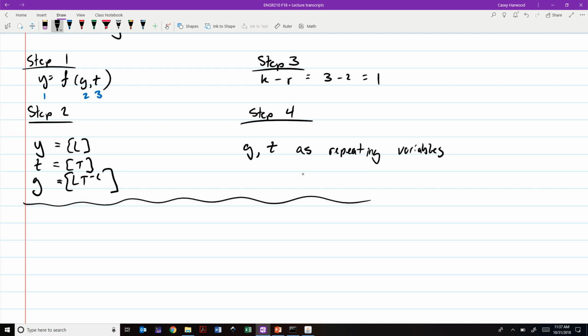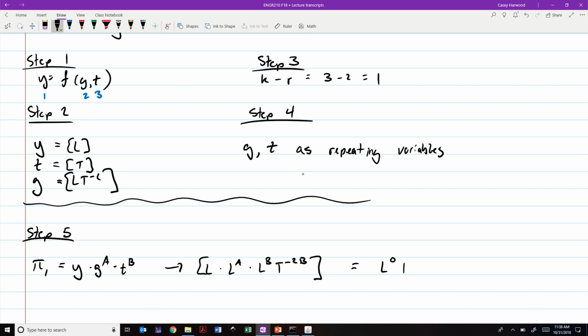Now my choice to conserve space is getting weird here. Step 5 is to form our dimensionless group, right? Form our pi terms. So we're saying pi 1 is going to be equal to y times g to the a power times t to the b power, which leads to dimensions of length times length to the a, time to the negative 2b. And we want to set this equal to length to the 0, time to the 0.